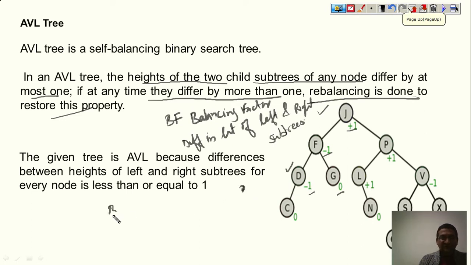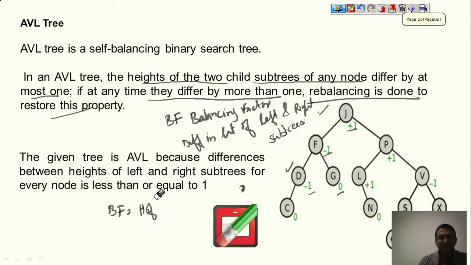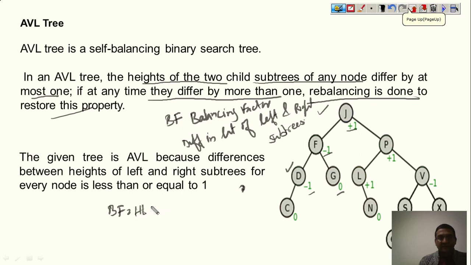So the balancing factor we are calculating as the height of the right subtree minus the height of the left subtree. This is what we are doing. So here you can see, the height of the right subtree is actually 0 because there is no child, and if you look at the left we have 1, so 0 minus 1 is -1.